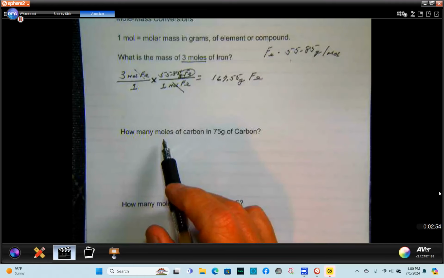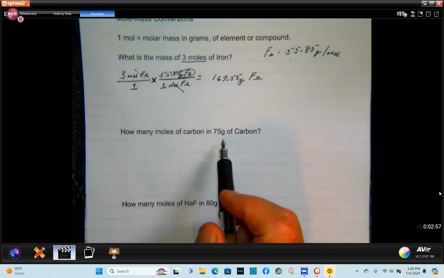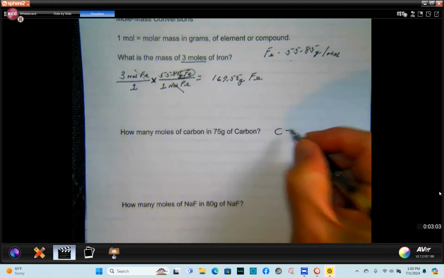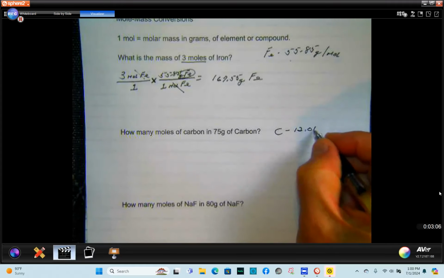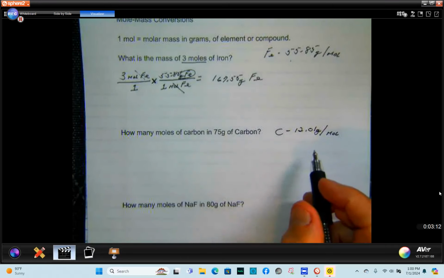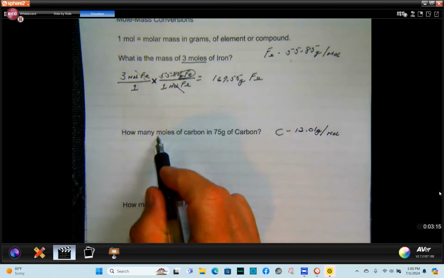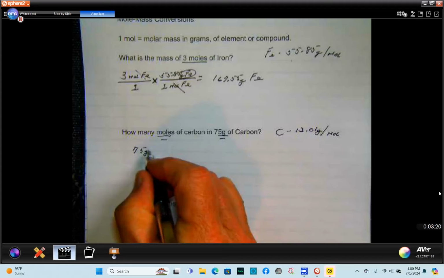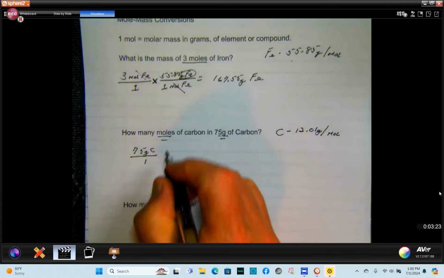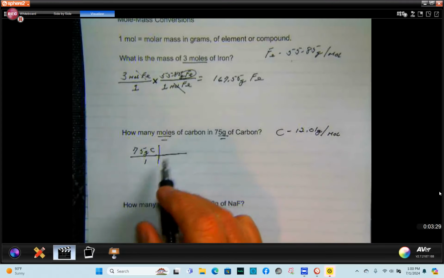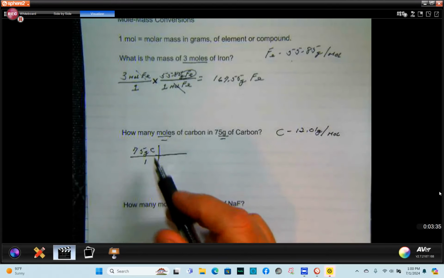So here we're looking a little bit different. We want to know how many moles of carbon is 75 grams of carbon. Well, carbon has an atomic mass of 12.01 grams per mole. And again, you can get these values off your periodic table. So how many moles, this is what we're looking for, and this is what we have. So we can start with 75 grams of carbon. And I like to go over 1. A lot of times now you'll see in the factor label method, we'll start setting it up in this way, which is fine too. And I'll do this one using the vertical line here to separate the factors.